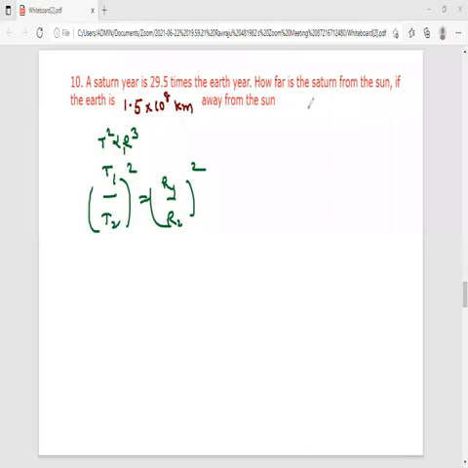Here the question is a Saturn year is 29.5 times the Earth year. How far is the Saturn from the Sun if the Earth is 1.5 into 10 power 8 kilometers away from the Sun? Simply they are asking the relation between time period and distance. So you can write here T square is proportional to R cube, so that T1 by T2 whole square equal to R1 by R2 whole cube.